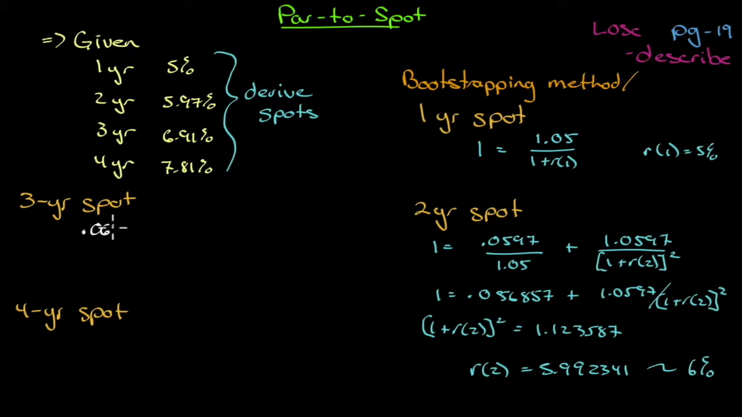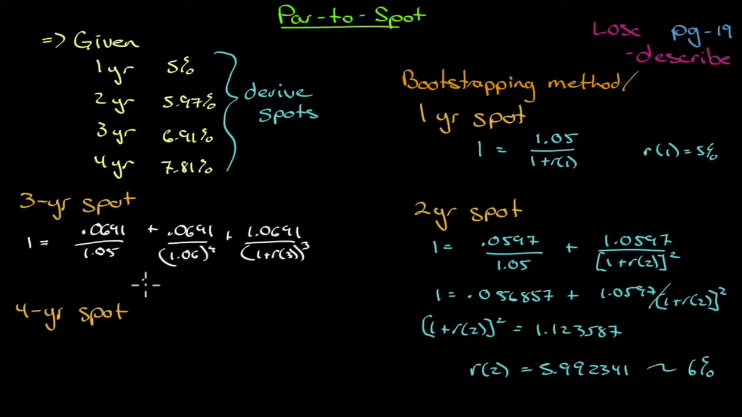We have 0.0691 for 1 year plus 0.0691 for 2 years plus 1.0691 for our payment. There's our 3 numerators. We just need to discount this by our denominator. By the way, of course, that equals 1. By our denominator, what's our 1 year spot rate? 1.05. What's our 2 year spot rate? 1.06 squared. And then this will be discounted by 1 plus R3 to the 3. We solve for that one. You'll find that R3 equals 7%.